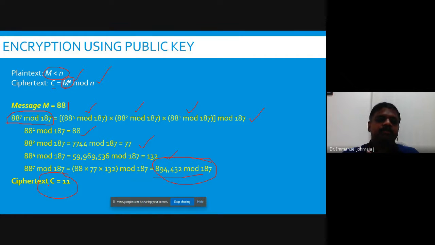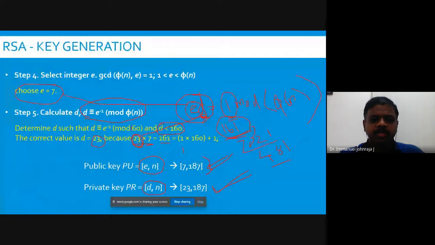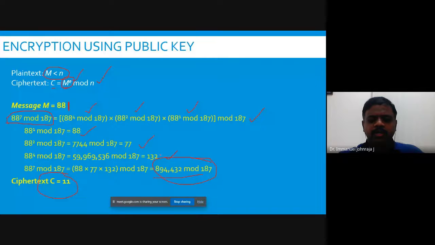So what's the procedure for decryption? You should use another key. You cannot use the same key. You should use another key for decryption. So we'll see in the next one, but we have to also see what could be the key. We should use the value of d and n, that is 23 and 187, to decrypt.